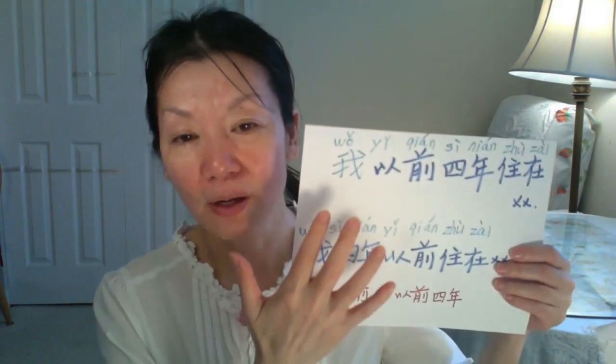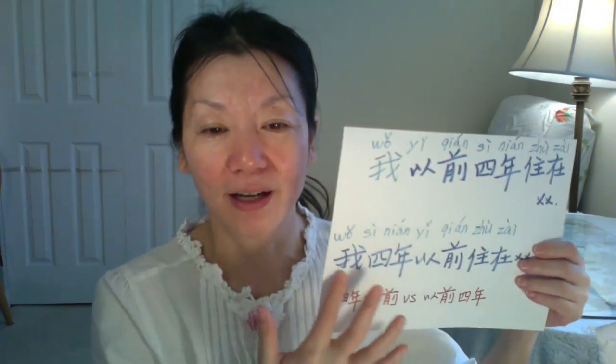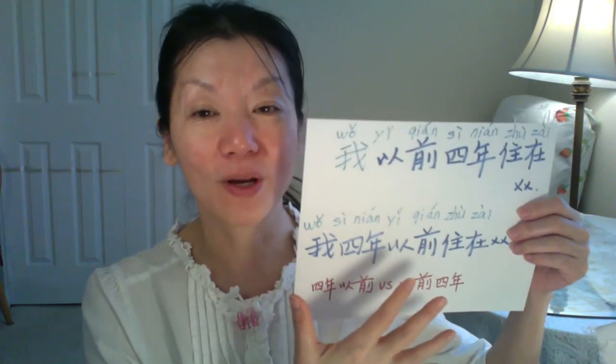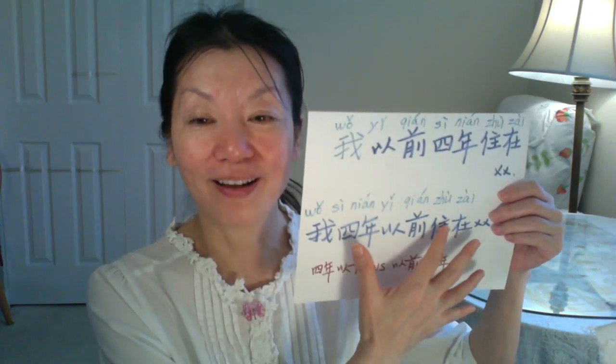How we use 四年前, from the sentences here. 四年前 or 四年以前. Let's find the sentence, from a student here. 我四年以前住在, you can say New Jersey, New York, somewhere. Just a sentence. 我四年以前住在 New York. Don't say 以前四年, this one is wrong.